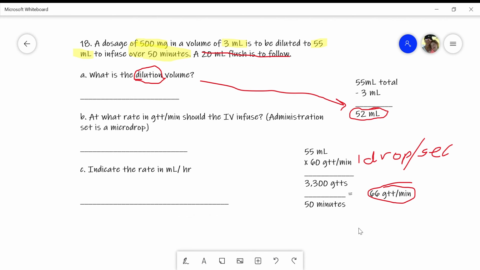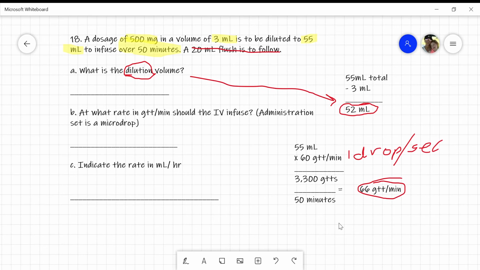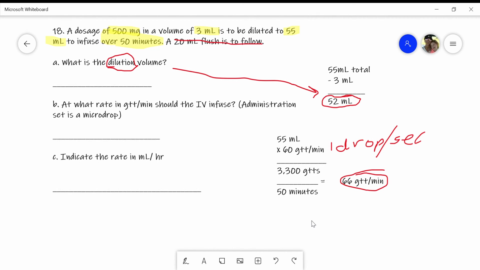Yeah, I don't even remember having any kind of problems like this on tests or homework. But you know, it's all multiplying and dividing.